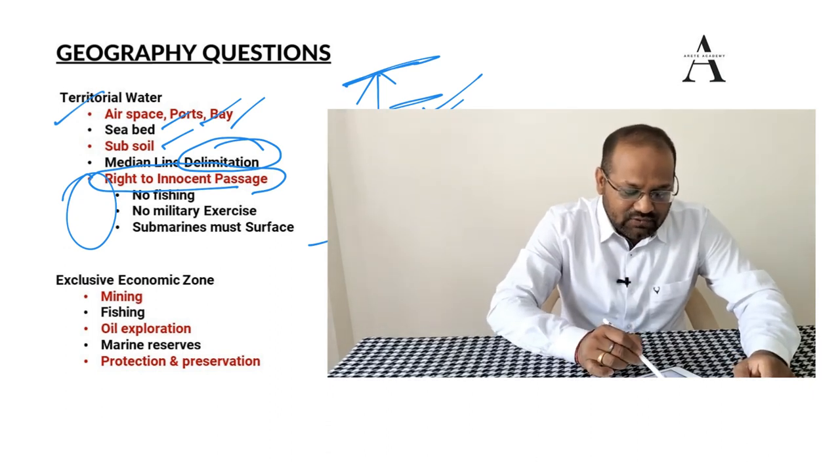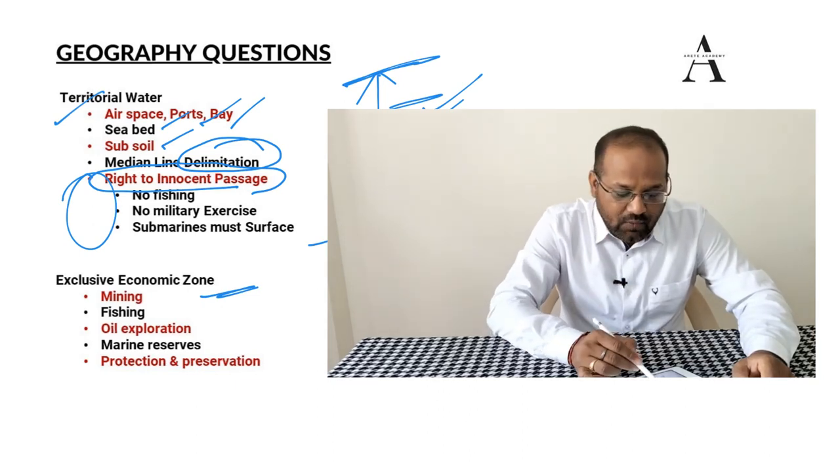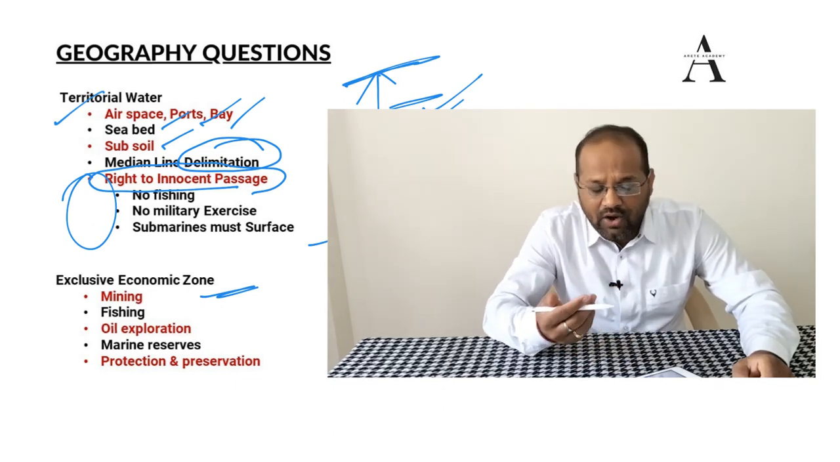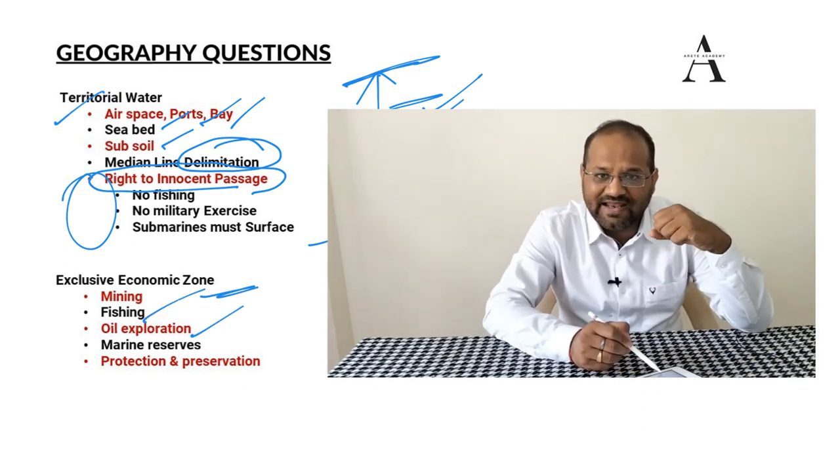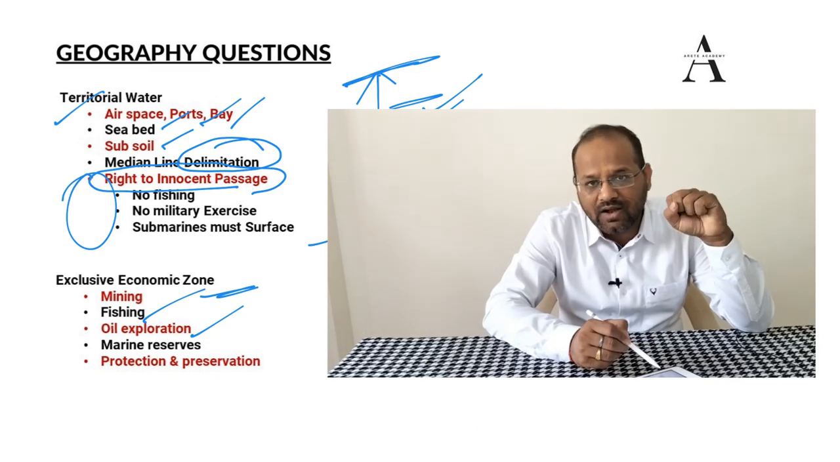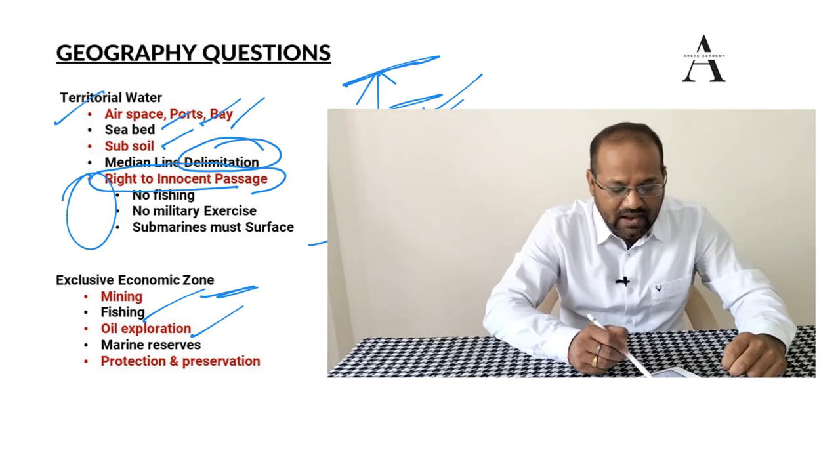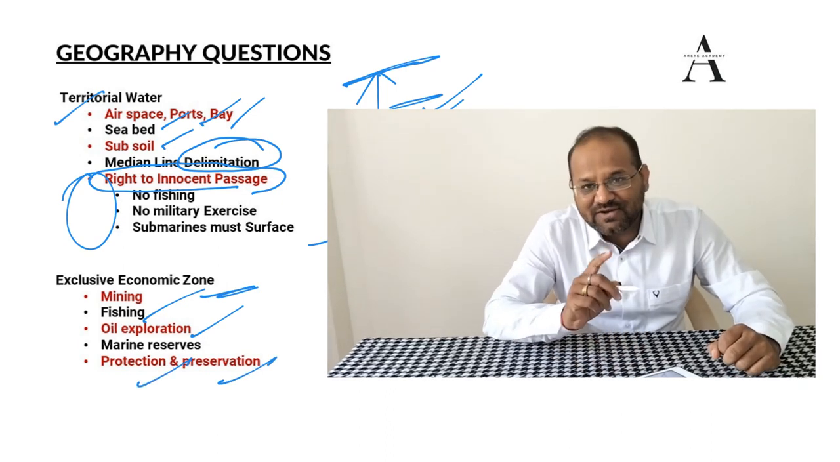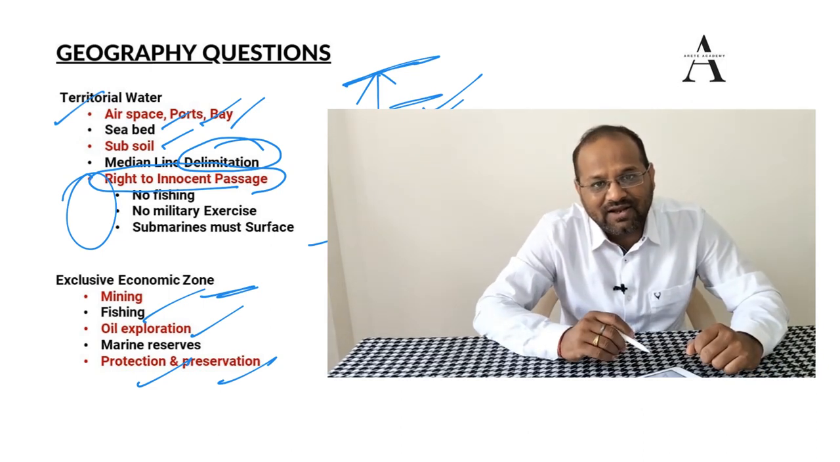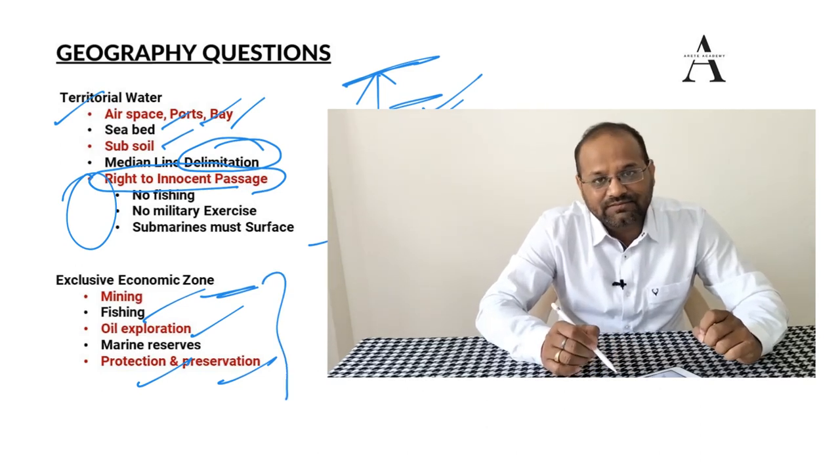Now let's discuss the exclusive economic zone. As the name itself is telling, economic zone. So whatever economic resources, be it mining, oil exploration, fishing, mineral reserves, the country, let's say India, will have exclusive control over the economic resources up to 200 nautical miles, right? And they are not only going to exploit it, but also they have to protect and preserve the marine resources and the natural environment in marine waters. So they have to take care of it. Exclusive economic zone is about this.